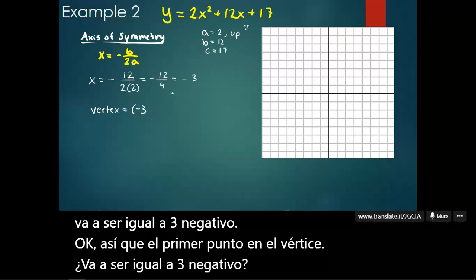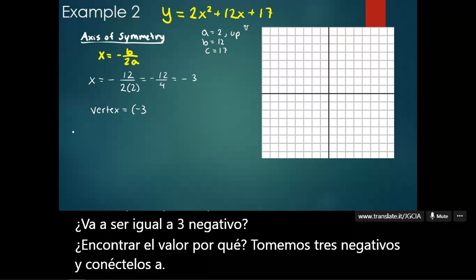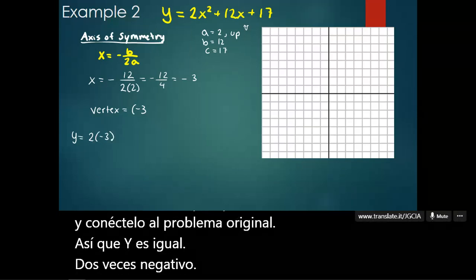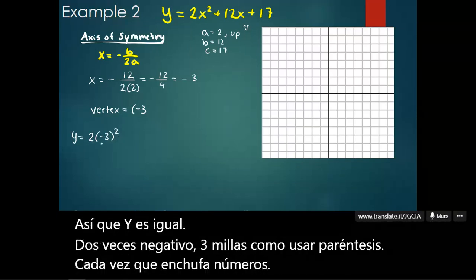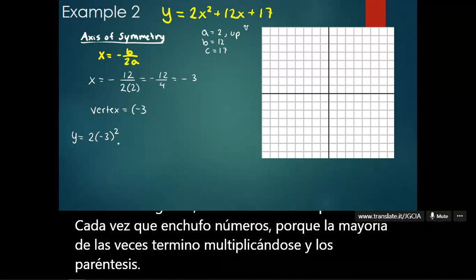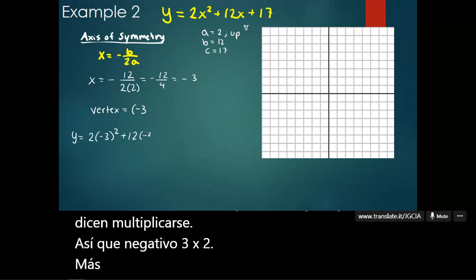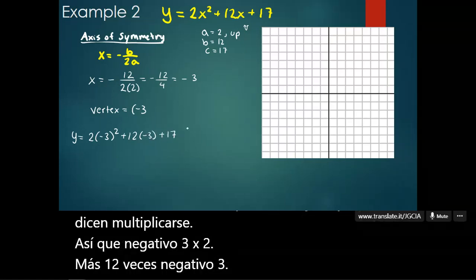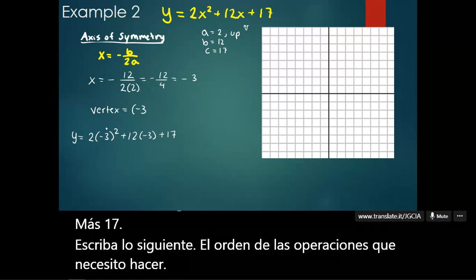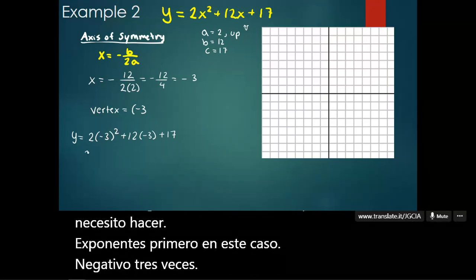To find the matching y value, let's take negative 3 and plug it into the original problem. So y equals 2 times negative 3. I always like to use parentheses whenever I plug in numbers, because most of the times I end up multiplying, and the parentheses says to multiply. So negative 3 squared plus 12 times negative 3 plus 17. All right, so following the order of operations, I need to do exponents first in this case. Negative 3 times negative 3 becomes positive 9.